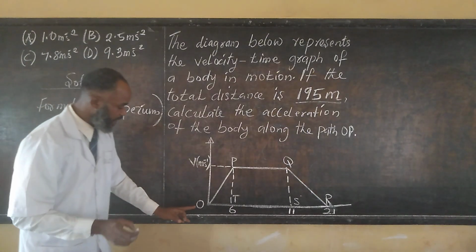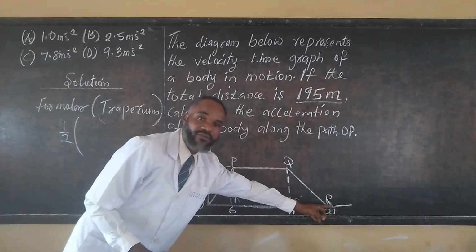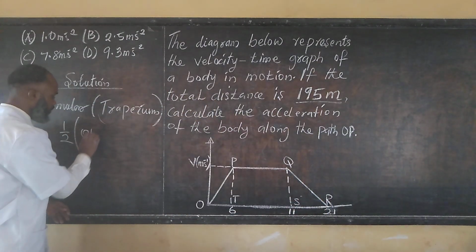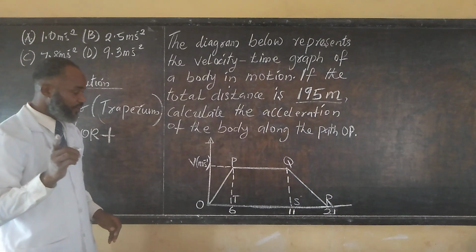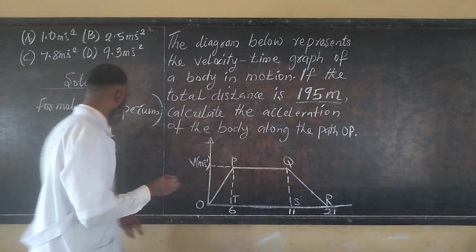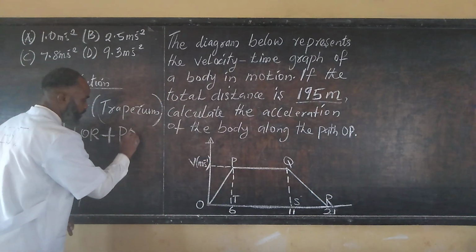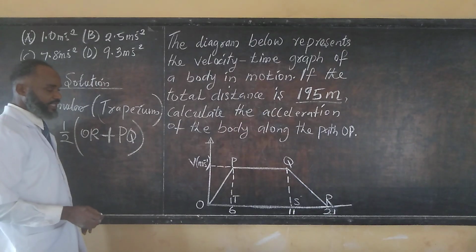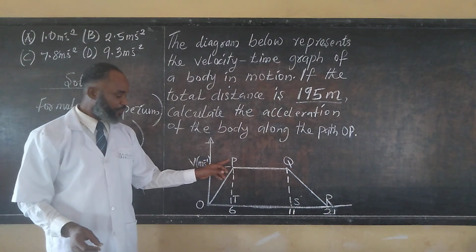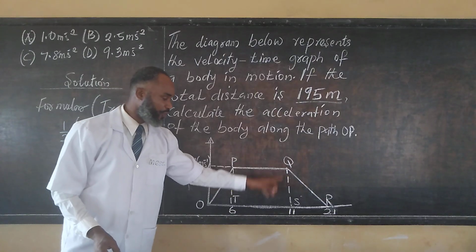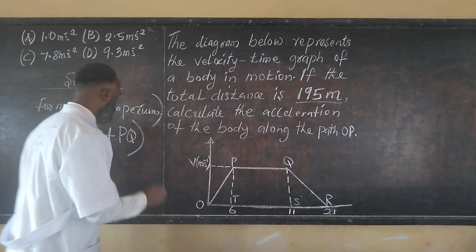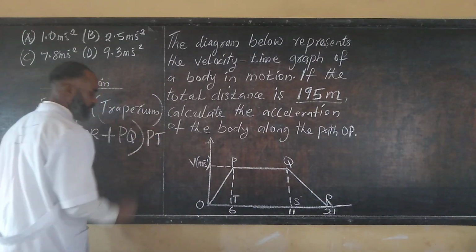The sum of the parallel lines: OR plus PQ, PQ is given there, and bracket close. Then the height is PT. PT represents the height, or QX, any of the two. So we use PT, okay?